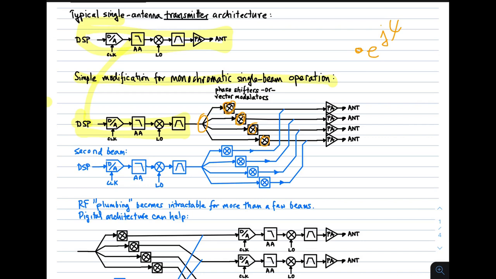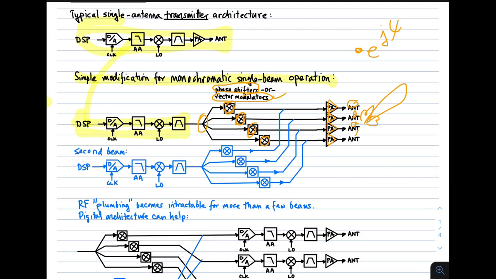Here are those multipliers. They're also sometimes referred to as vector modulators. That's another term for a device which does this operation, although a vector modulator can also change magnitudes. Nevertheless, the idea is we implement the phase shifts using either phase shifters of some kind or vector modulators of some kind. From there, then we apply the additional power that we need for transmit, and that goes off to the array, and that gives us a beam.